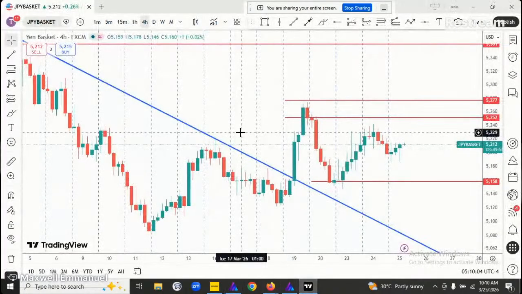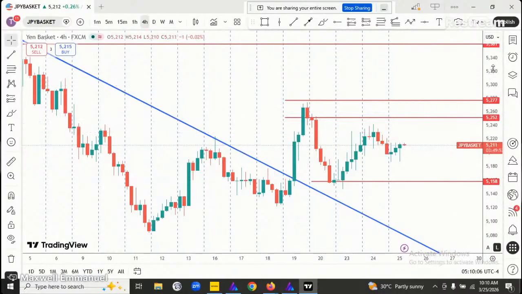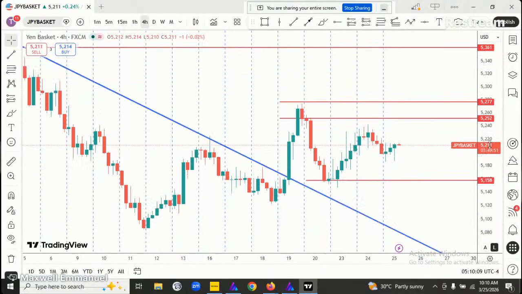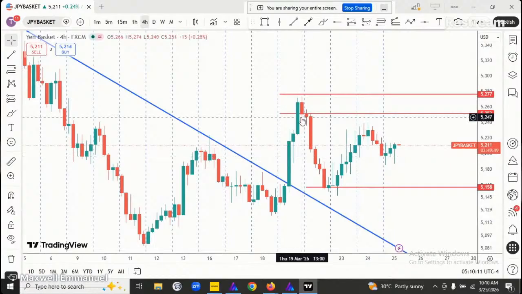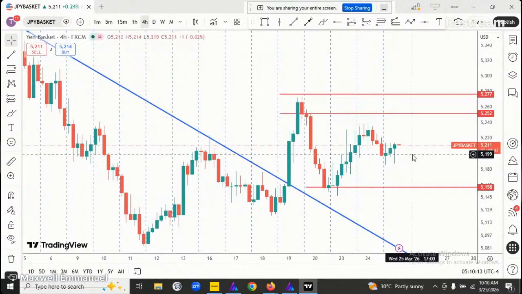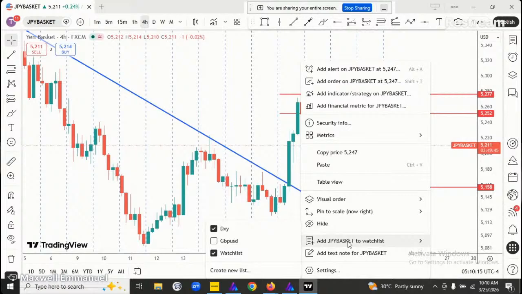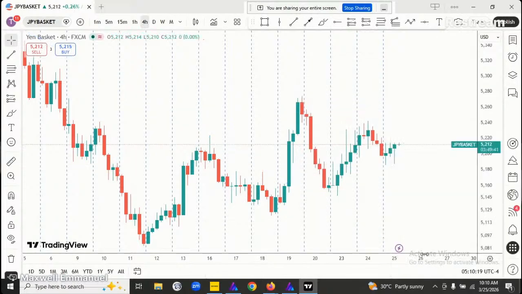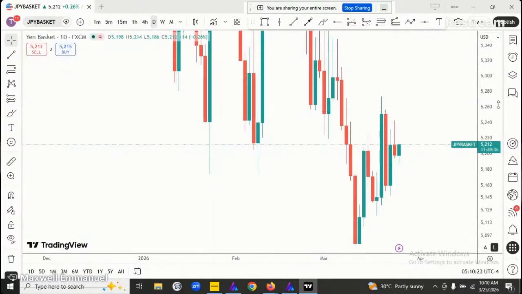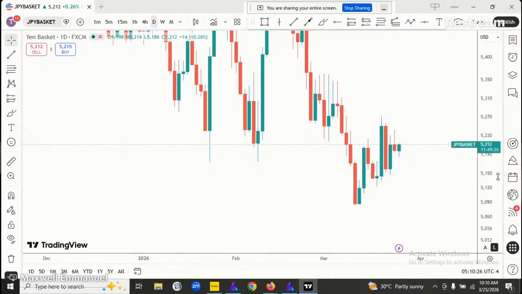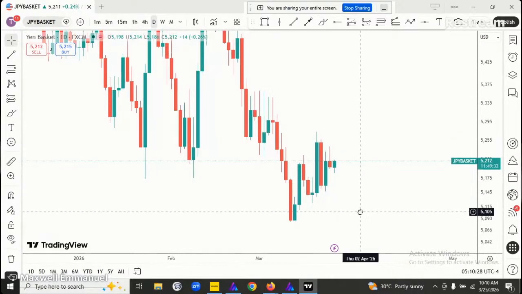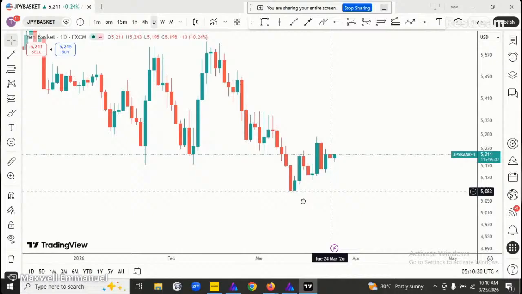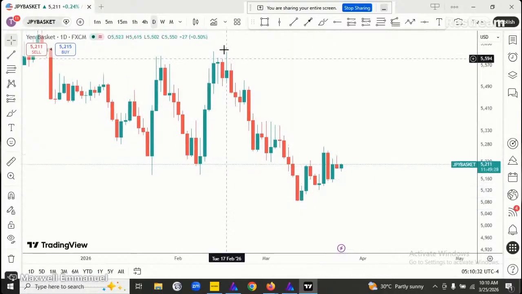Let's analyze GBP JPY. Let's analyze yen and dollar. So what's my take on the yen baskets? Okay, let's start with the daily time frame. Look at the structure on the daily time frame.